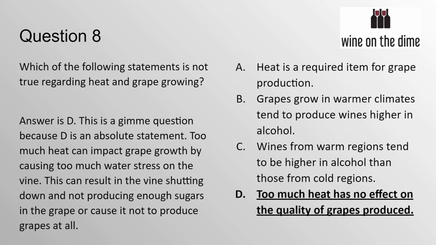This can result in the vine shutting down and not producing enough sugars in the grape, or cause it not to produce grapes at all. Essentially, what the vines do is they go into a fight for life mode, and they just stop producing a lot of stuff. They try to retain as much water as they can until it's not too hot to actually live. So too much heat really can affect wine growth.